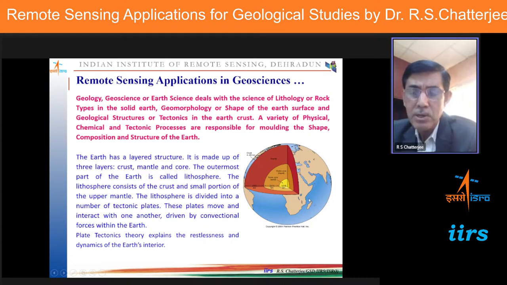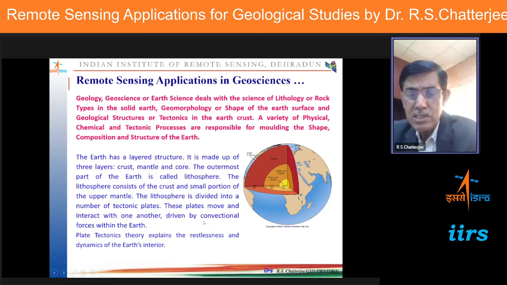Now this outer part of the earth is known as the lithosphere. And this lithosphere consists of the crust and a small part of the upper mantle. And this lithosphere is not continuous. It is broken into pieces, and these pieces are known as the tectonic plates. These tectonic plates are of different sizes. Some are very large and some are small or minor plates. Now these plates move, they interact with each other.